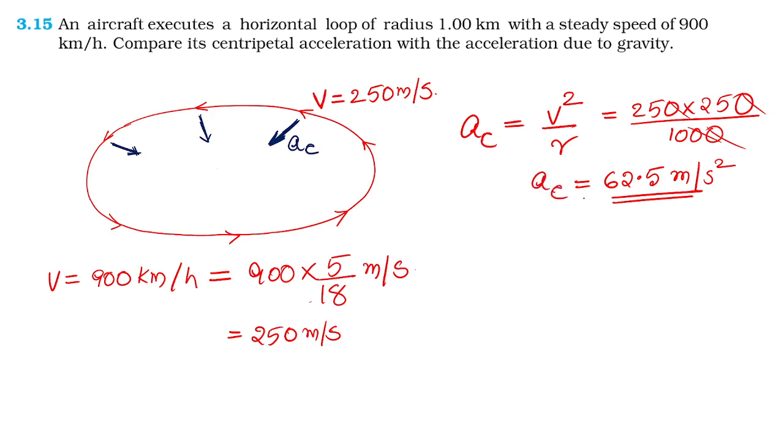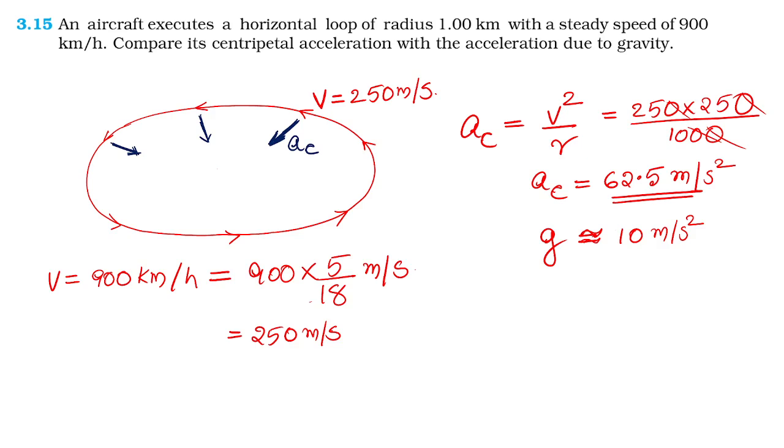We have to compare it with the acceleration due to gravity. Acceleration due to gravity is denoted by g, right? G has the value 9.8. I have already discussed that. Approximately it is taken as 10 meter per second square. Is that okay? Do you know the value of g? Is that clear? Understood?